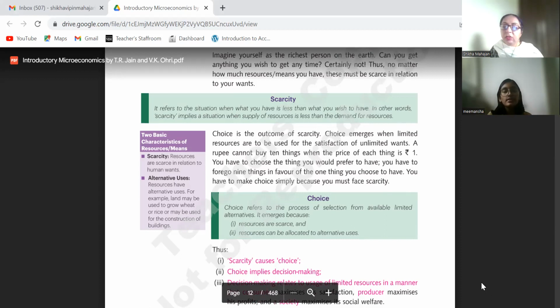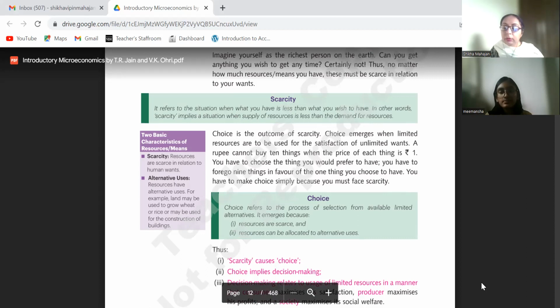First, read two basic characteristics of resources or means. The first is scarcity: resources are scarce in relation to human wants. The second is alternative uses, which is that resources have alternative uses. For example, land may be used to grow wheat or rice, or it may be used for the construction of buildings. So one resource can be used for more than one use, right?